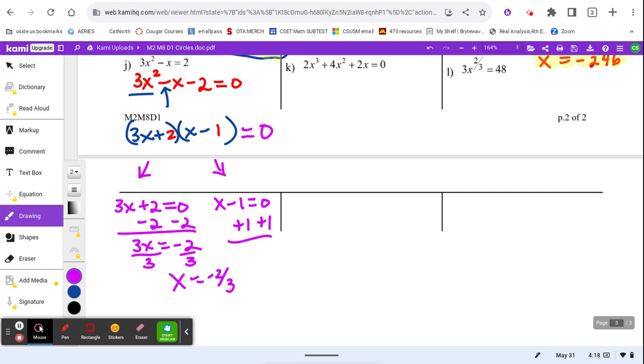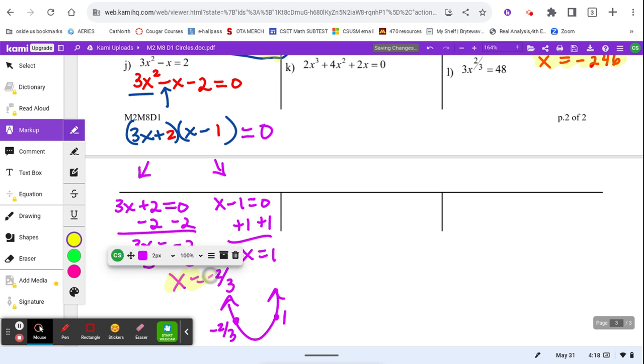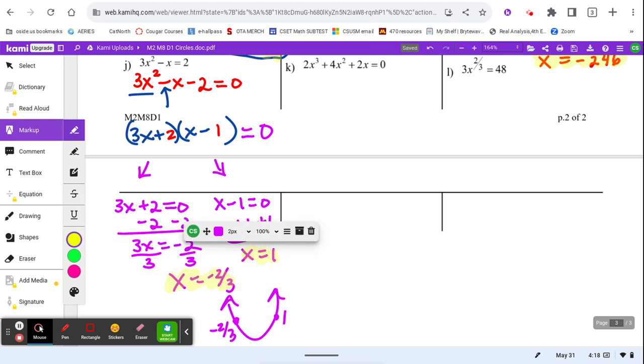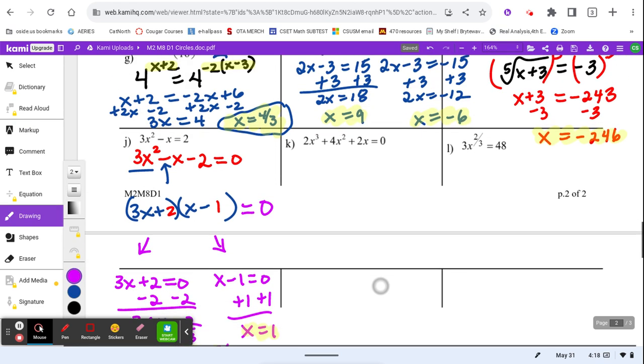And one factor is going to be a whole number. What the heck does this even mean? It means my parabola touches the x-axis at 1 and negative 2/3. Those are the two solutions, the two x values that I just found. Okay, who remembers that one?